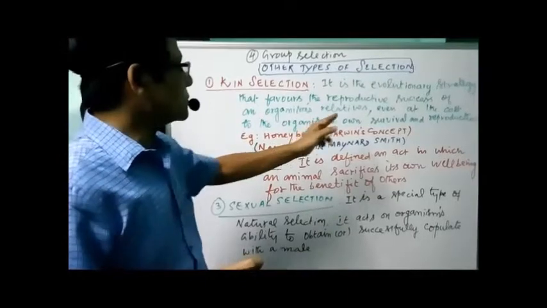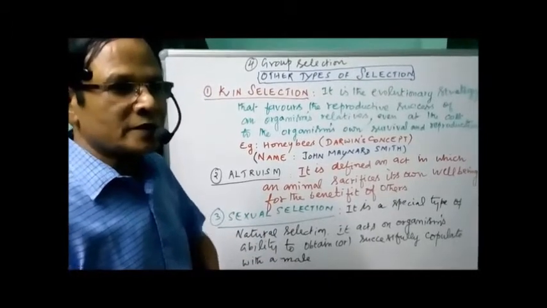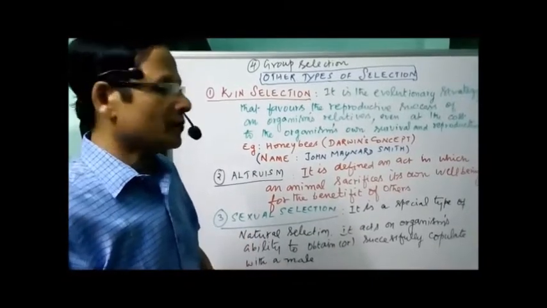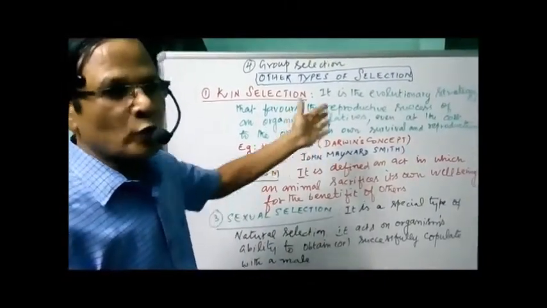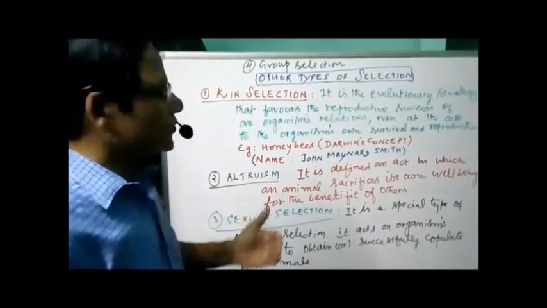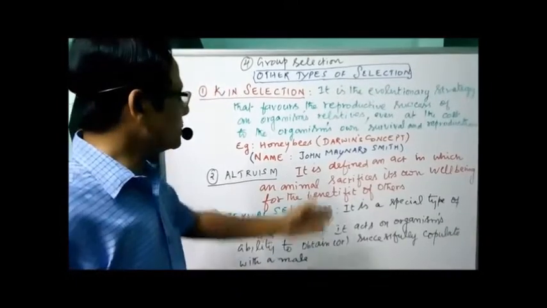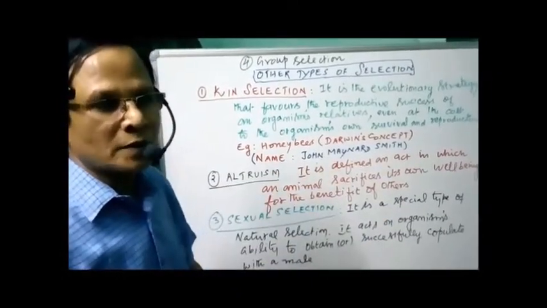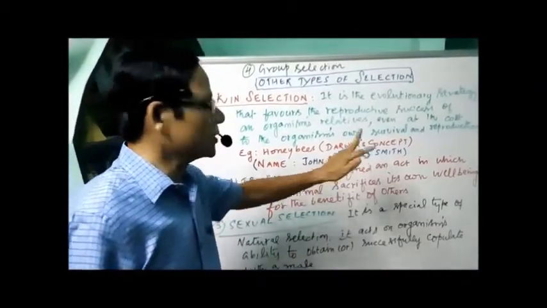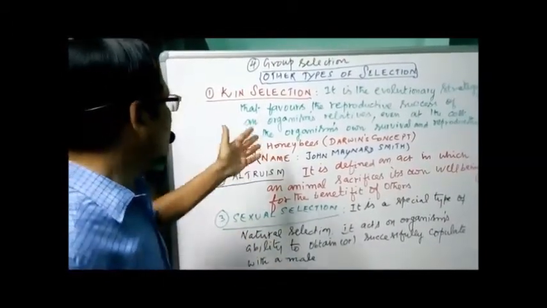Even at the cost of the organism's own survival and reproduction: you know the female honeybees are sterile in nature. They sacrifice their own reproductive ability, but they survive, and they help the queen in developing the eggs. That's why it's called kin selection. Kin here refers to relatives. The example is honeybees; that concept was first developed by Darwin, but the name kin selection was given by John Maynard Smith. In the book there is no definition, but the word is given. You have to know the meaning of kin selection.